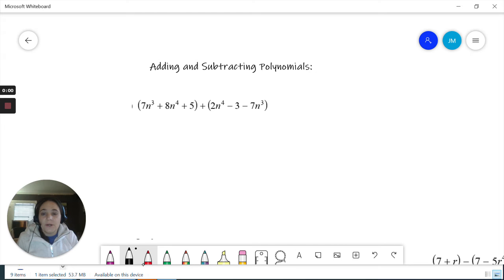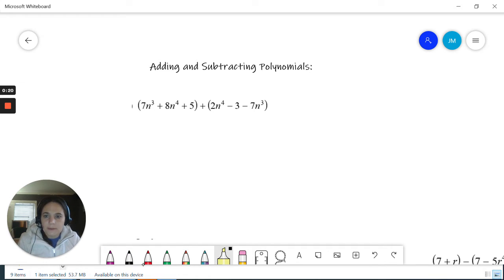Okay, so now we're going to add and subtract polynomials. So we have this first polynomial in parentheses plus the second polynomial in parentheses. And the parentheses are just indicating one polynomial plus another one. Okay, so when we do this, we want to find our like terms.